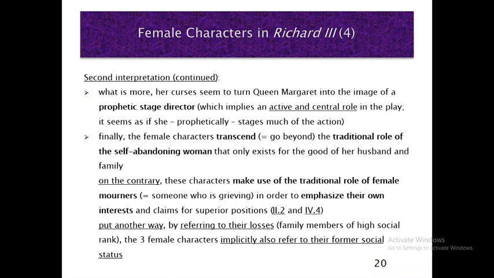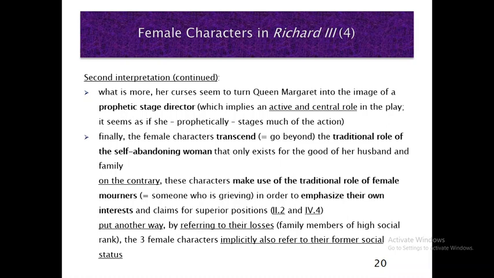Let me try to repeat this. What is the argument here? The argument is basically, or the interpretation, let's say, the thesis is that these female characters do not correspond to the traditional image of the self-abandoning woman of patriarchy.